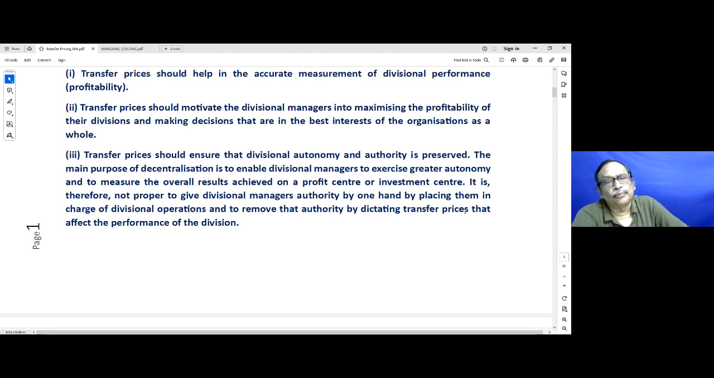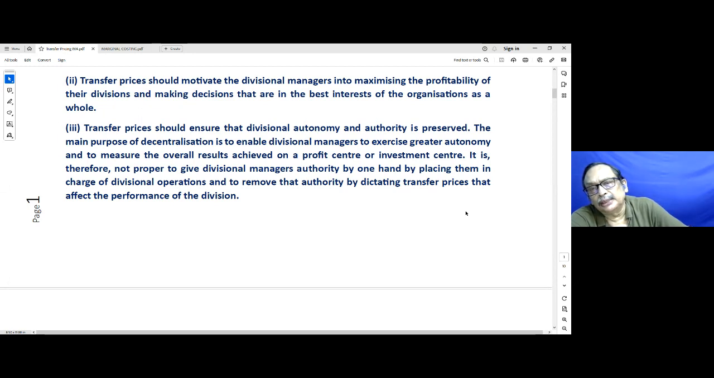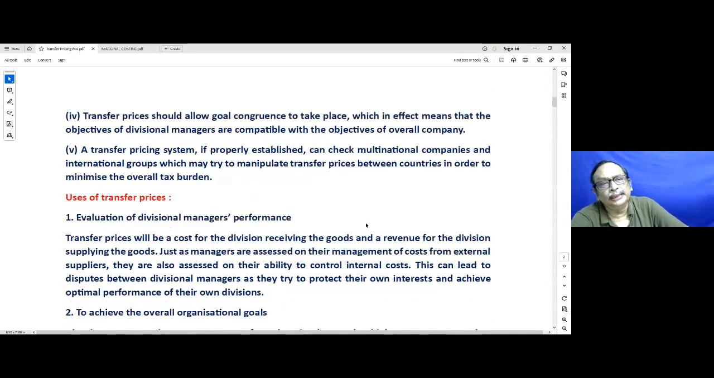It is therefore not proper to give divisional managers authority with one hand by placing them in charge of divisional operations, and to remove that authority by dictating transfer prices that affect the performance of the division. So, the gist of this is that the transferor division's manager and the transferee division's manager should have some divisional autonomy, and they can work independently, and no higher authority can influence their decision-making process. That is the concept.